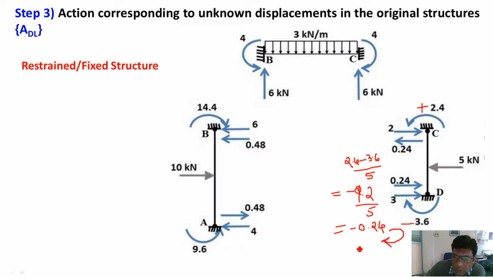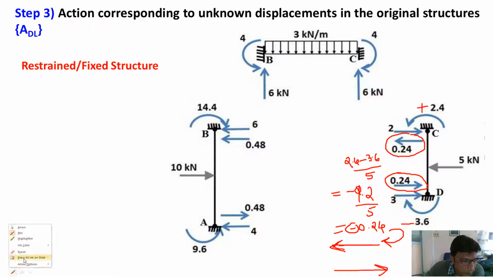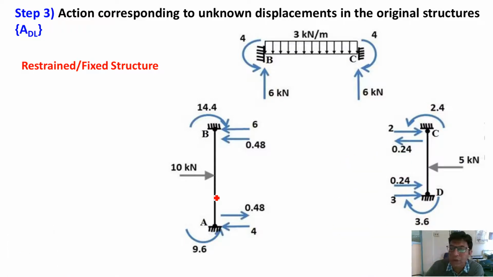So the reaction couple must be anti-clockwise. Anti-clockwise means top towards left and bottom towards right. So if you look, this is towards left and this is towards right at D. Magnitude is 0.24. Similar to the previous column, the minus sign is not used in the magnitude because it is used only to decide the direction of reactions. So it is only 0.24, top left, bottom right. This is the final calculation of moments and reactions in the restrained structure.